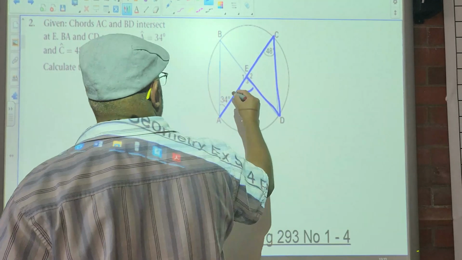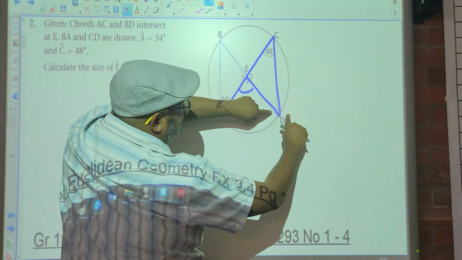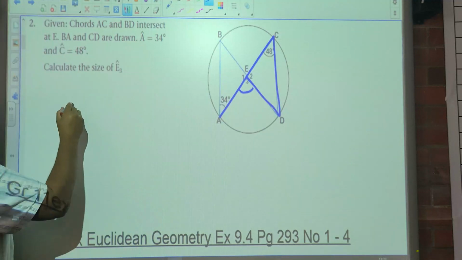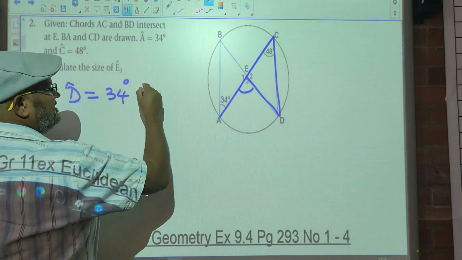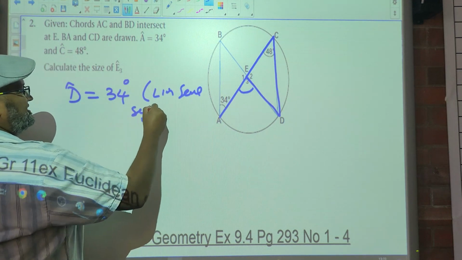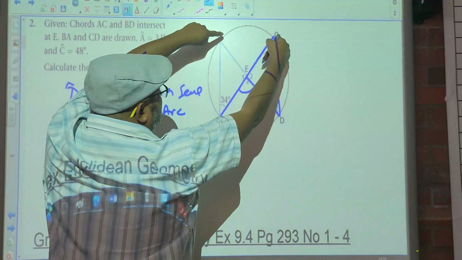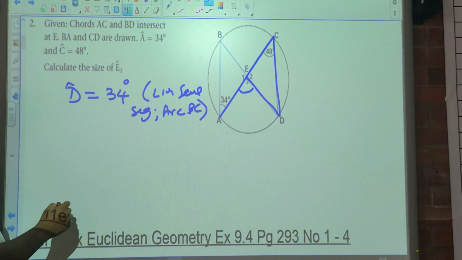Not so. Can you see BC is subtending angle A? BC is also subtending angle D. Can you see that? The big D, 34 degrees. Why? Angles in same segment, and it's coming from arc BC. So I put 34 here.